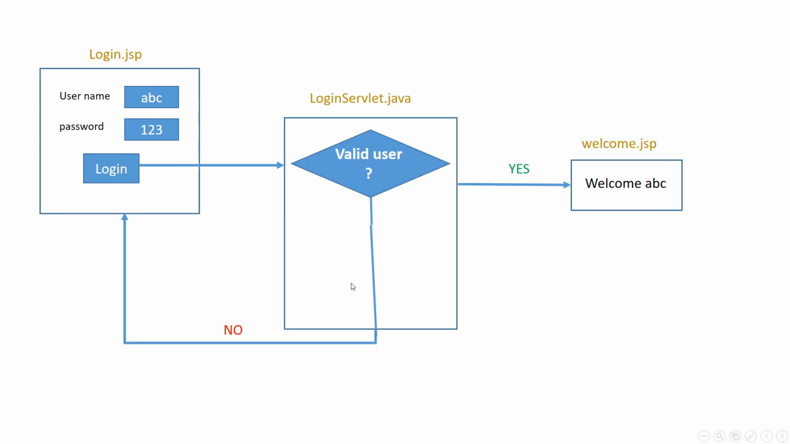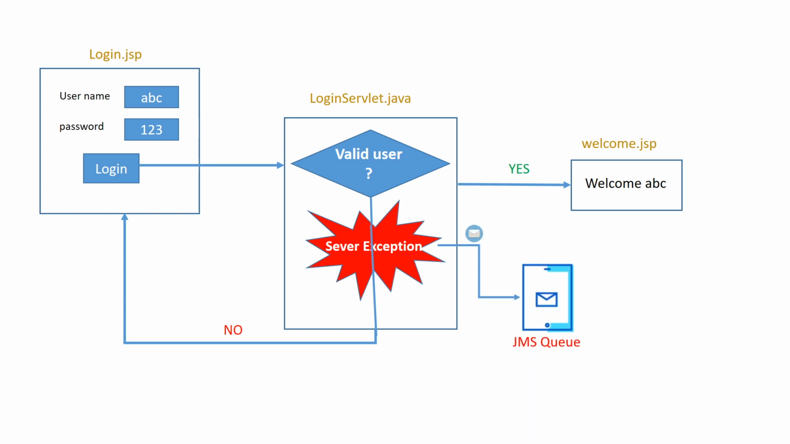But sometimes we might have a severe exception in which we don't only want to log the exception inside a log file, but also send a message into a queue. In our example, it would be a JMS queue, and later a consumer will pull this message and send it by email to the system administrator so he can take immediate action.